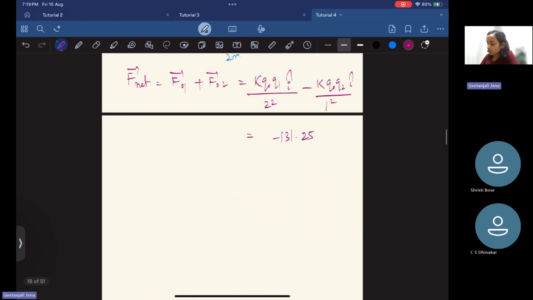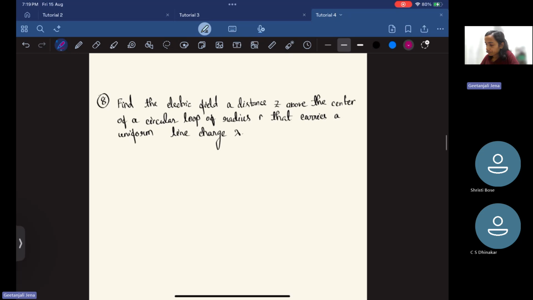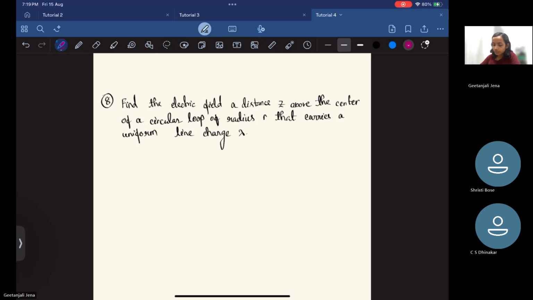Okay, so let us move to our next problem. It's based on a circular loop. The question says: find the electric field at a distance z above the center of a circular loop of radius r, and it carries a uniform line charge density of lambda.